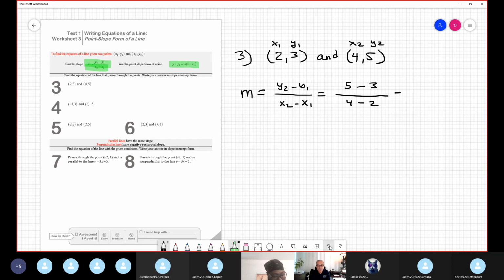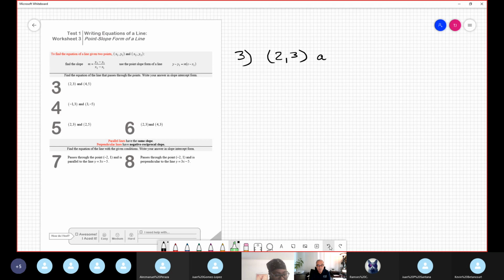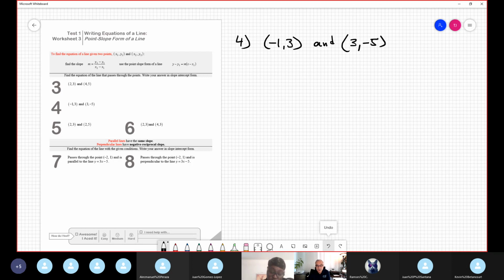Number 4. Number 4 is -1, 3 and 3, -5. X1, Y1, X2, Y2. Slope is Y2 minus Y1 over X2 minus X1.